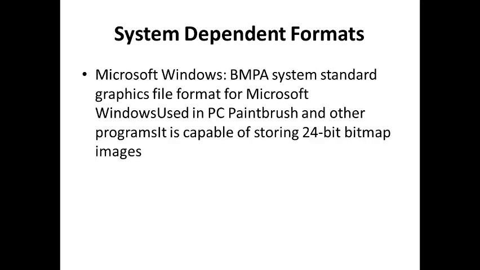What are they? The first one is with reference to Microsoft Windows. BMP, a system standard graphic file format for Microsoft Windows used in PC Paintbrush and other programs, is capable of storing 24-bit map images. BMP is like a bitmap image. If you create any Microsoft Paint file, the extension will be BMP, and it can also be PNG. Either it can be BMP or it can be PNG.